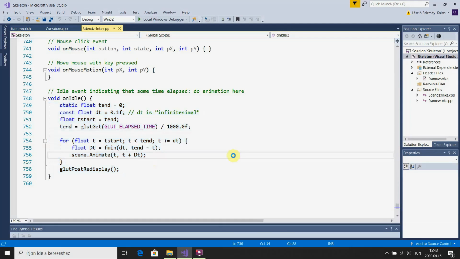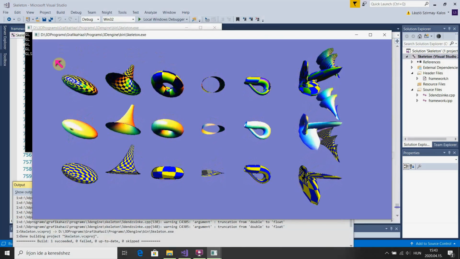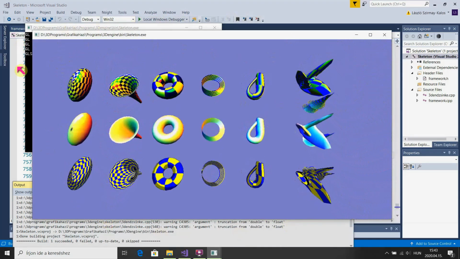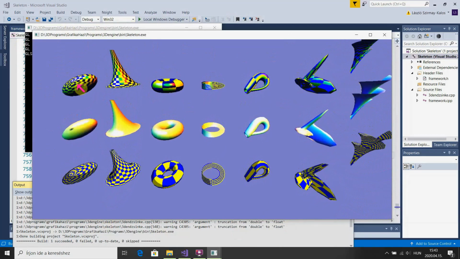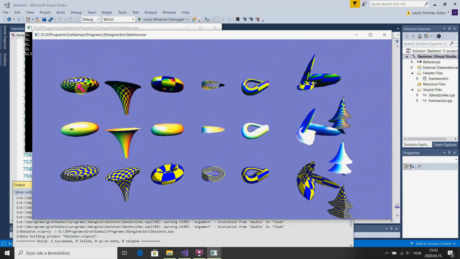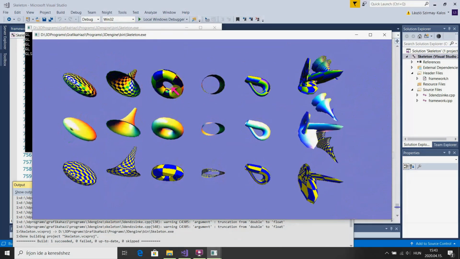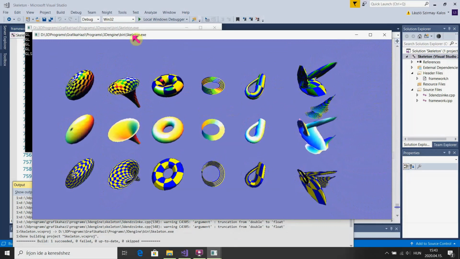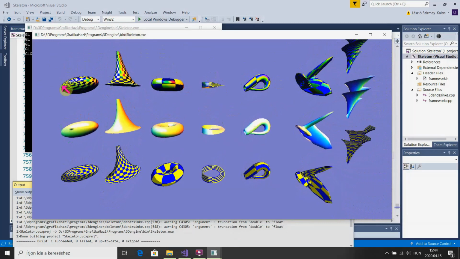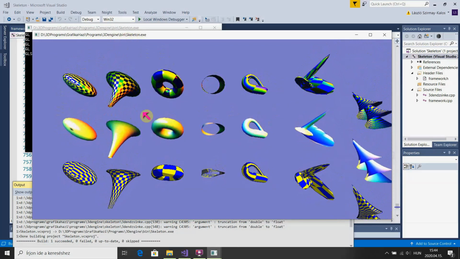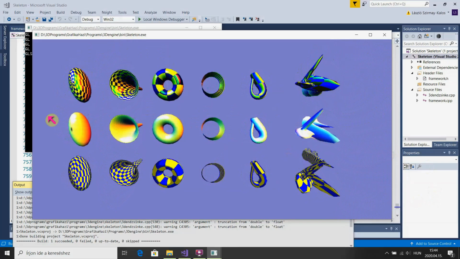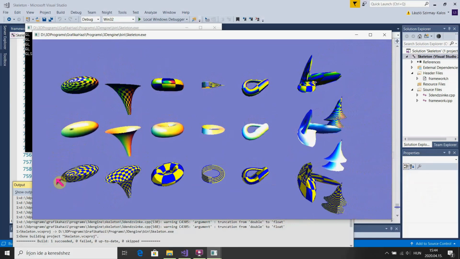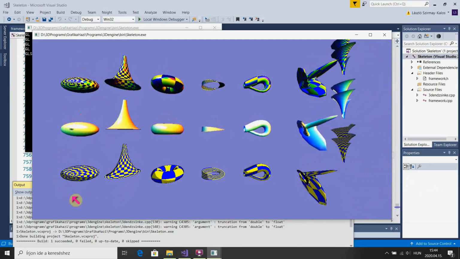Let's see how it works. So indeed, this is the zoo of objects. We have three lines of the same set of objects. This is a sphere transformed into an ellipsoid. This is a tractricoid, torus, Möbius strip, Klein bottle, Boy surface, Dini's surface. The first row is rendered with Phong shading and texture mapping. The second row is rendered with Gouraud shading and without texture mapping, and the third row is rendered with non-photorealistic rendering and also using texture mapping.